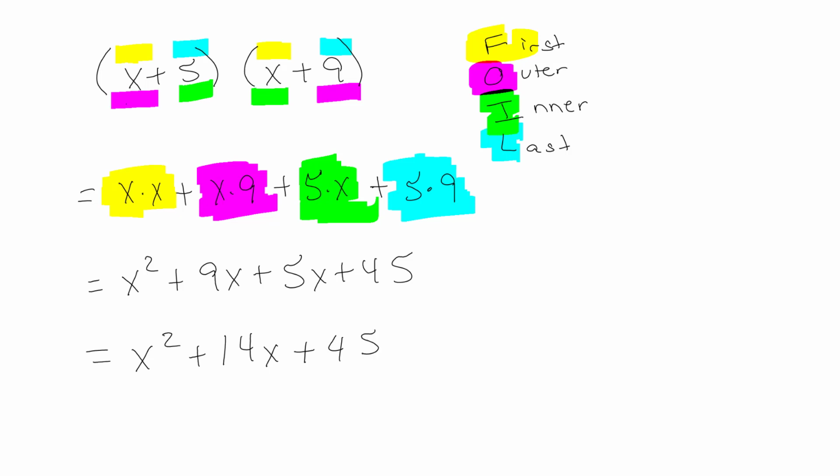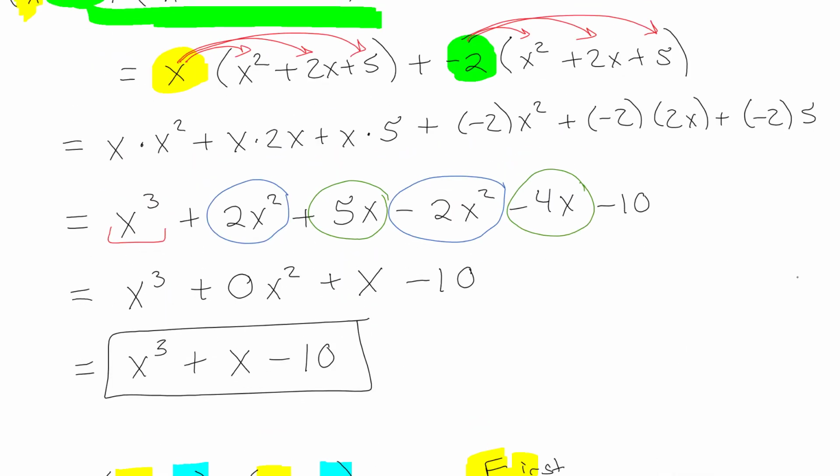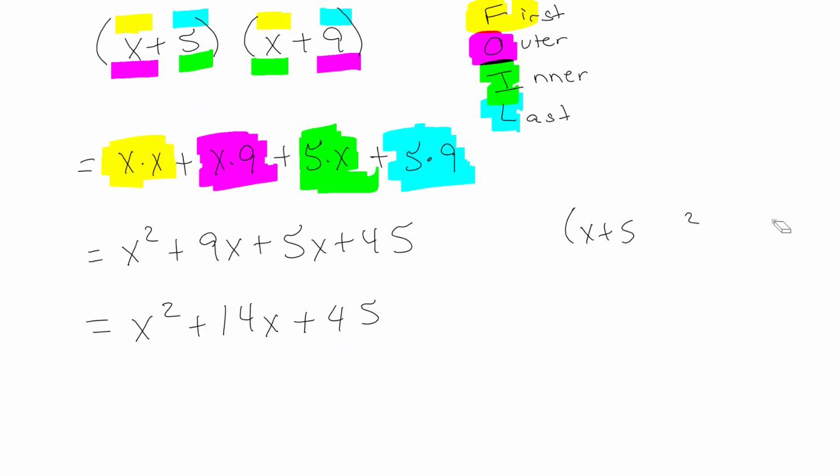So the FOIL method is great, but it only works if you have a polynomial with two terms and another polynomial with two terms. If I have this, now all of a sudden you're like, well, where's my outer and where's my inner? So you don't really have an outer and an inner, so it doesn't matter, which is why you have to go back up to solving a problem this way. Good? Woot. Let's do some practice.